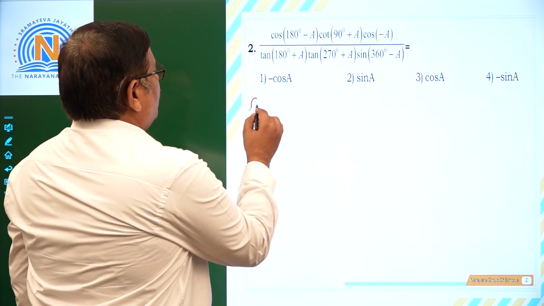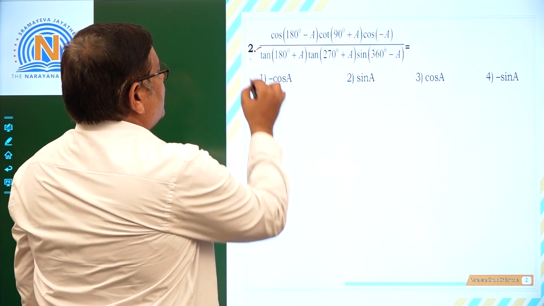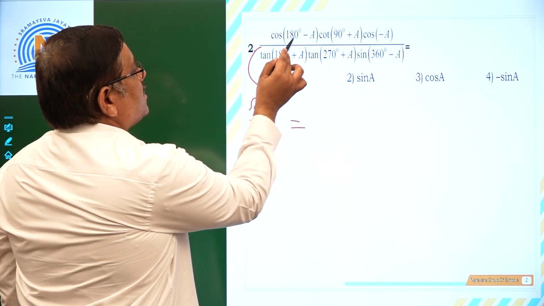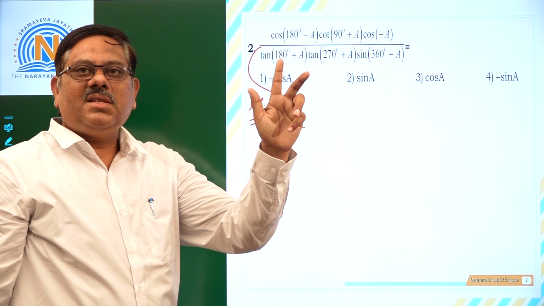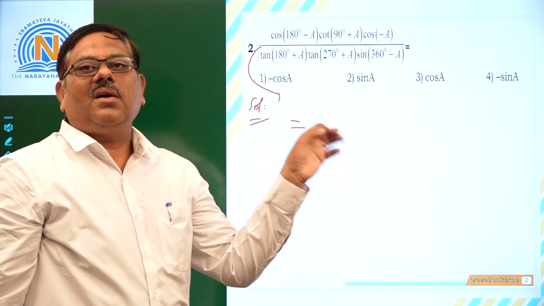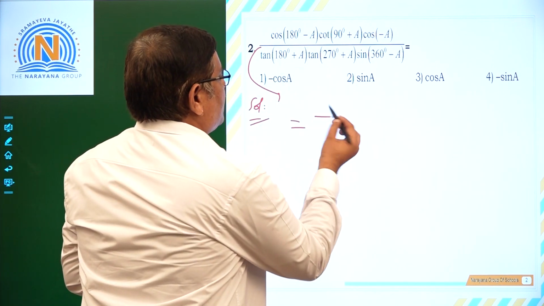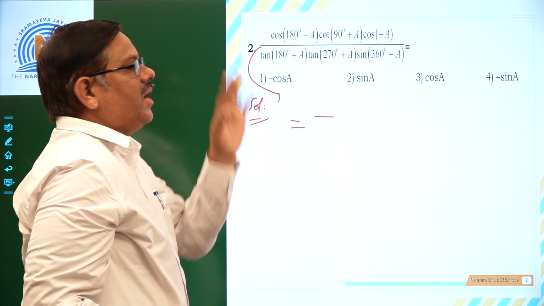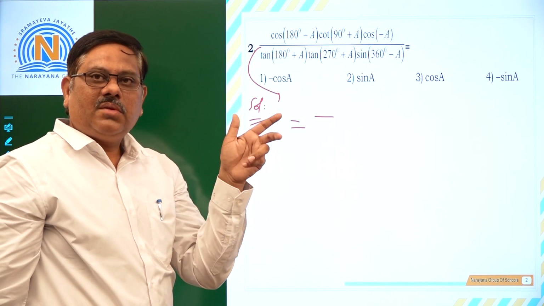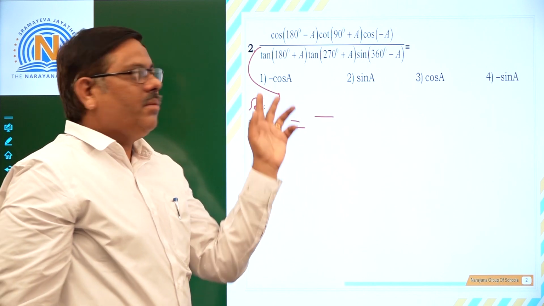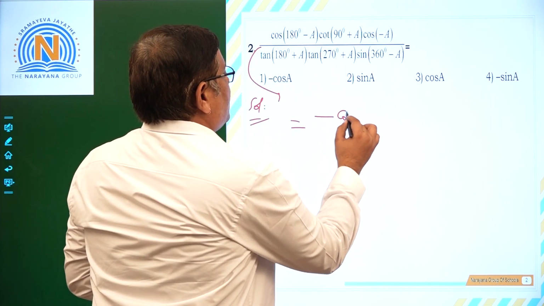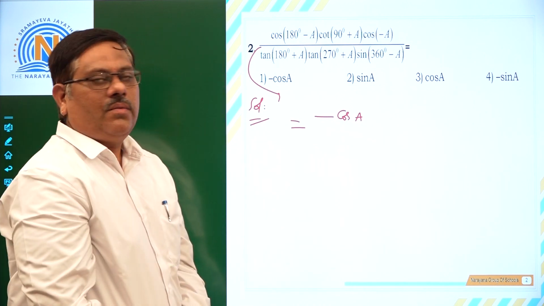Now, the solution: if you take this, that is equal to cos of 180 minus a. Where does 180 minus a lie? It lies in the second quadrant. In the second quadrant, cos is negative, so we have to write minus. Next, cos 180: 180 is an even multiple of pi by 2, which means cos remains as cos. So this is minus cos a. That is how we have to write the value.